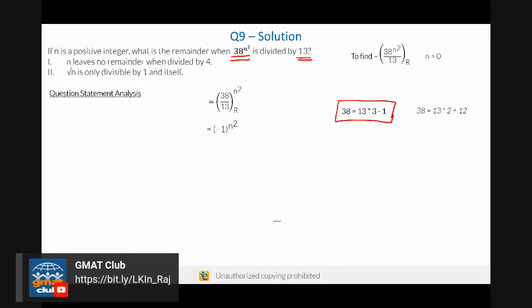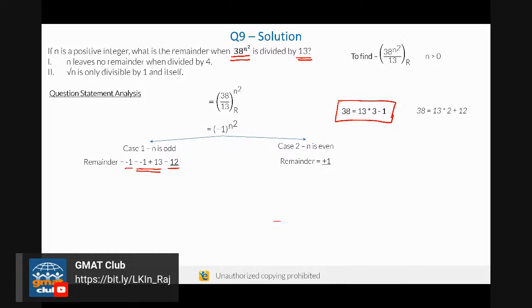Now this leads to two cases. One is if n is odd, and the second is if n is even. Why? Because the square of an odd number is odd, the square of an even number is even. So when you think about 3 square, it's 9. When you think about 4 square, it's 16. So if n is odd, my remainder is going to be 12. Why? Because I'll get minus 1, and then I'll have to add the divisor back to get to a positive remainder. If n is even, my remainder is going to be plus 1.